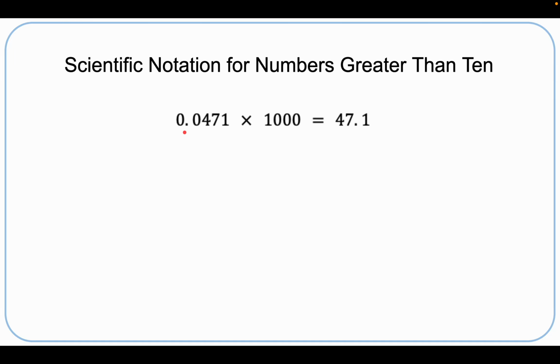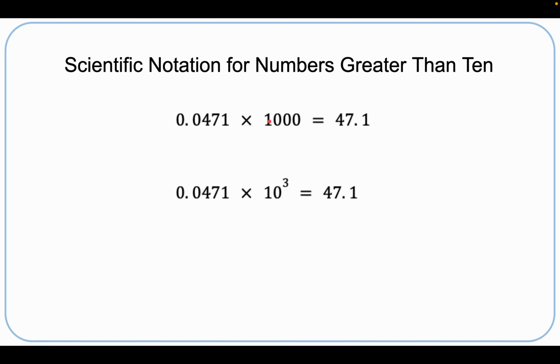Just a quick review. So here we have a decimal number and we're multiplying it by 1,000. When we multiply a number by 1,000, we can move our decimal point to the right the same number of places as the number of zeros that we have. So if I move that 1, 2, 3, that puts our decimal point between the 7 and 1, so we get 47.1.